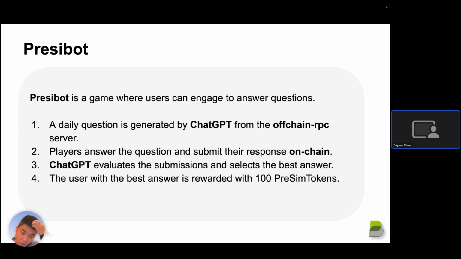So this is a general idea of the Prezi Bot, and also it uses HybridCompute, and also it uses ChatGPT to generate the questions, and also it uses ChatGPT to select the best answers. That means all answers submitted by the user will be submitted to the ChatGPT, and ChatGPT will select the best answers from those submissions. So that's how things work in this example.